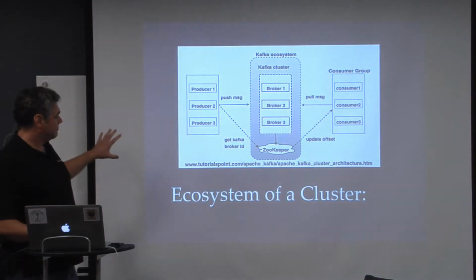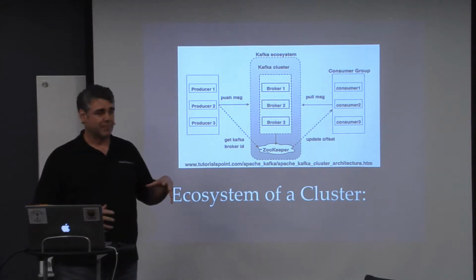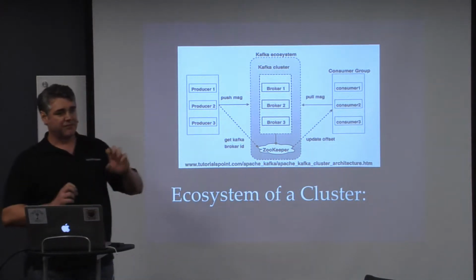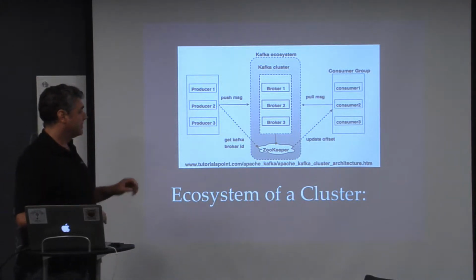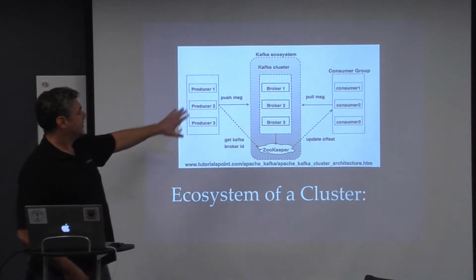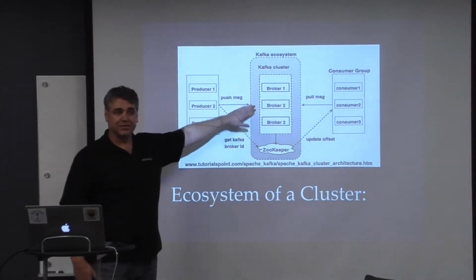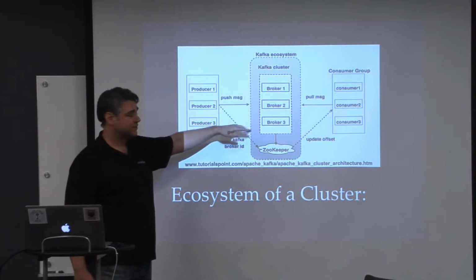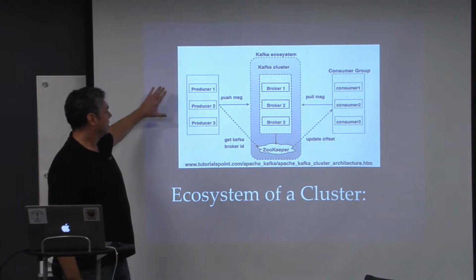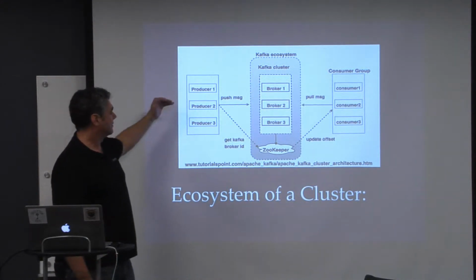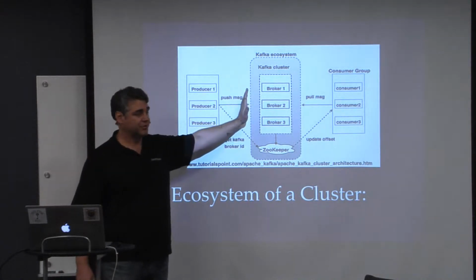So this is your ecosystem of a cluster. And this is a little bit further than what this talk is going to go for and what the demo is going to show. But this is basically what we were seeing. We have our Kafka clusters, which is made up of several brokers. We have our Zookeeper, which is keeping them all in check. You have producers that push messages to the brokers.